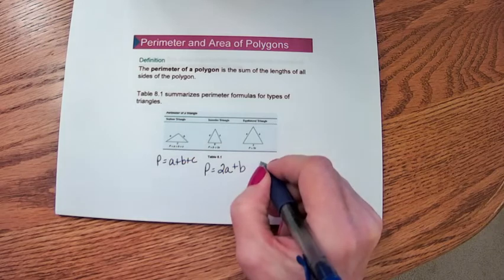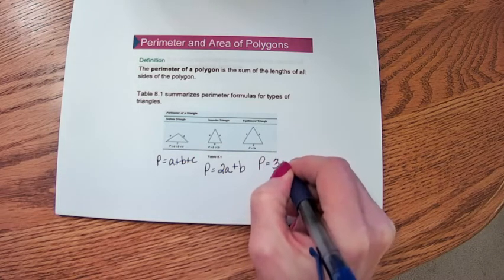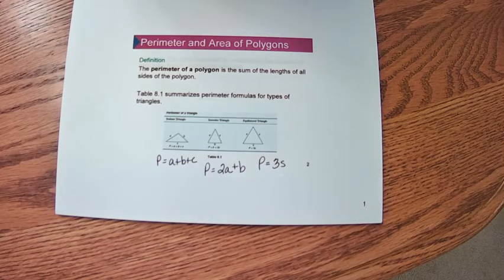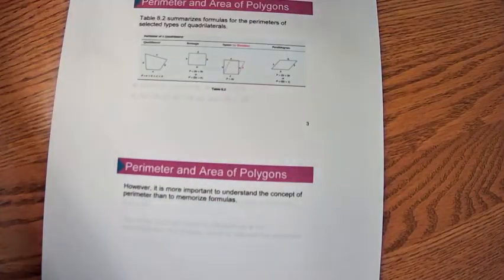Or how about an equilateral triangle? All three sides are a certain measure. You can just multiply one of the sides by 3. But of course, you can always just still add up all three sides if you get used to that procedure.